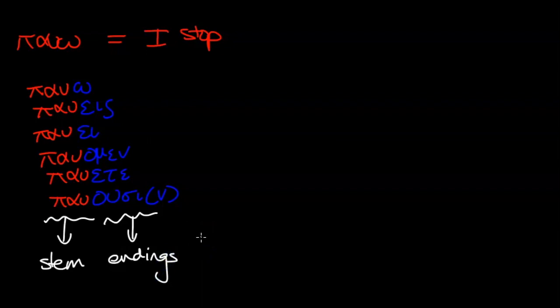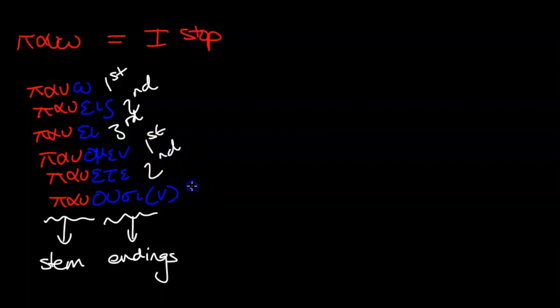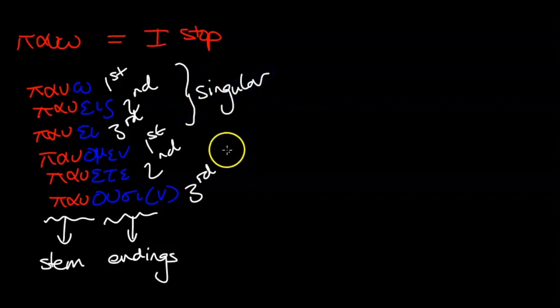And I'm just going to give a bit of clarity about these endings. So you may have heard of first person, second person, third person. That's the same in Greek. So this is first person, this is second person, this is third person, and then it repeats. This is first person, second person, third person. Of course, these are all singular, and these are plural.